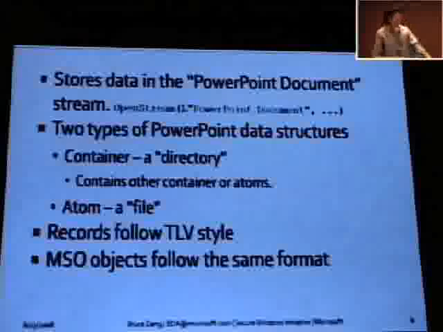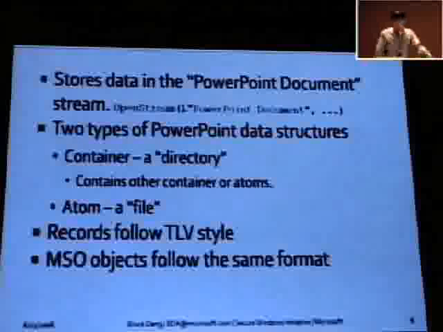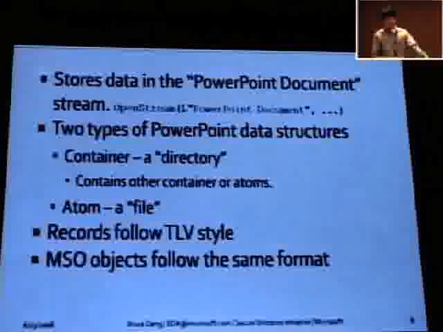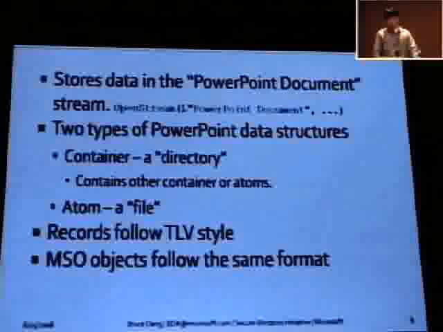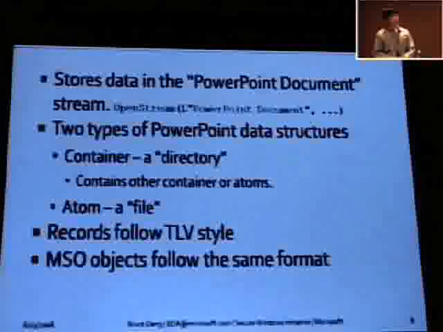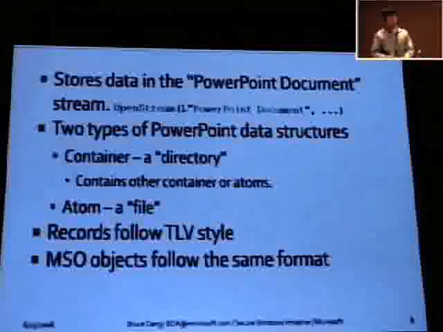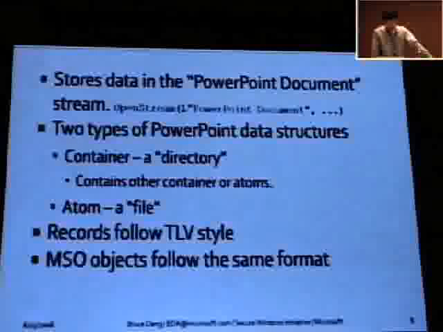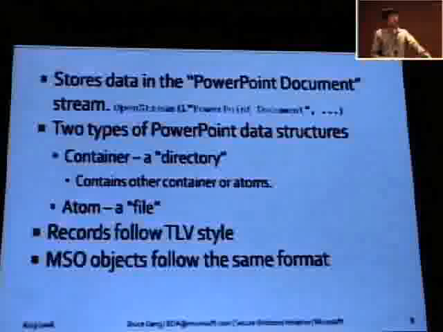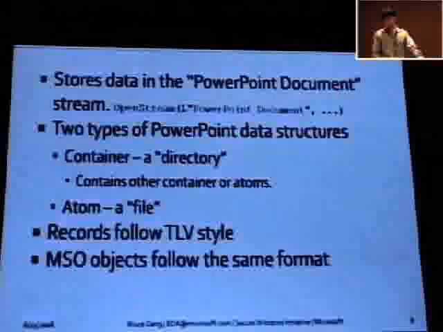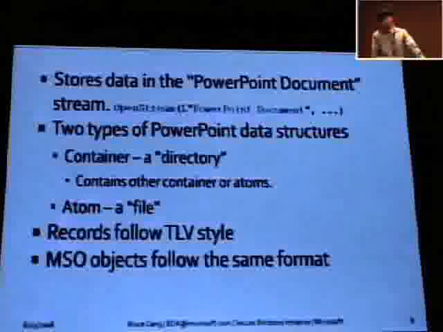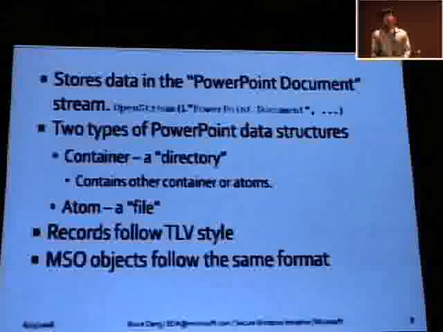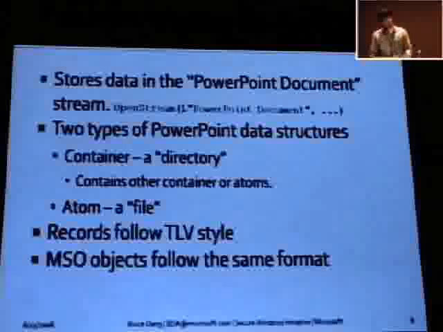All right, so I'll give an example here for PowerPoint. PowerPoint stores its data, for example the slide content, in the stream called PowerPoint Document. So if you call EnumElements on this, you'll see a stream called PowerPoint Document, and it's in Unicode, so you'll see P, 0, o, 0, and so on. And then PowerPoint internally has two data structures. One is a container, which is analogous to a directory, and then an atom is like a file. A container can contain atoms, or a container can contain other containers, and so on.